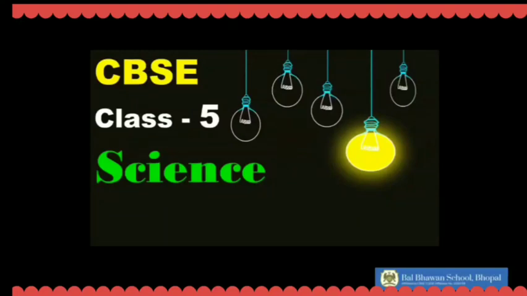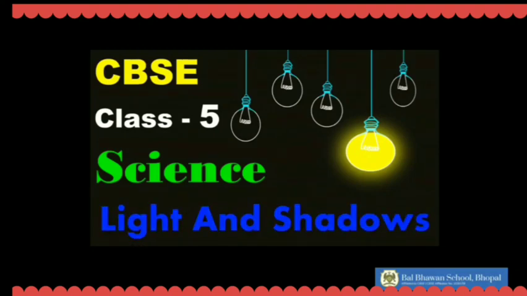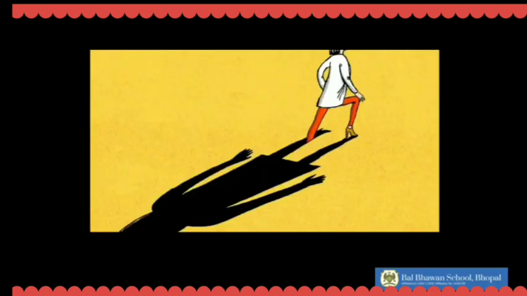In today's science video, we'll start chapter number 12, Light and Shadows. Now children, what is light? Yes, light is an invisible energy which causes in us the sensation of vision. Now when a hard opaque object comes in the way of light and blocks the light, it forms a shadow.